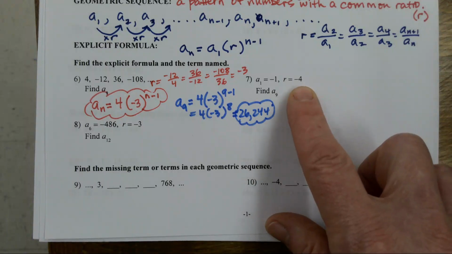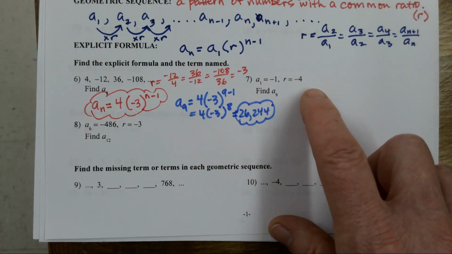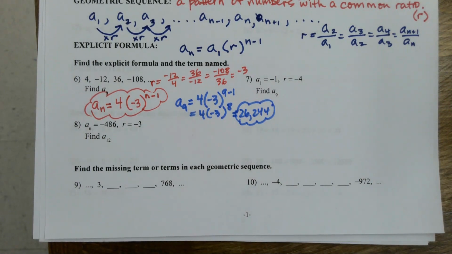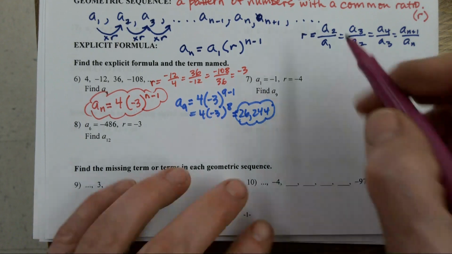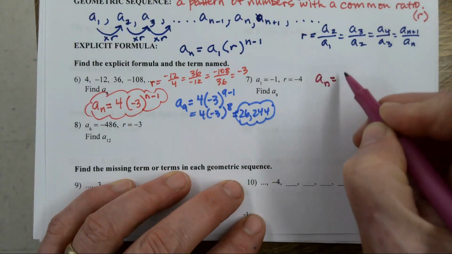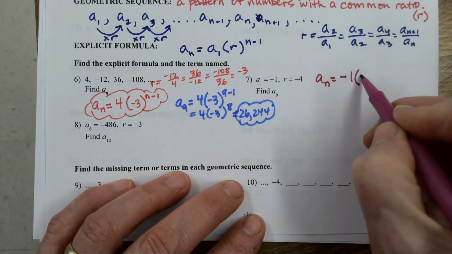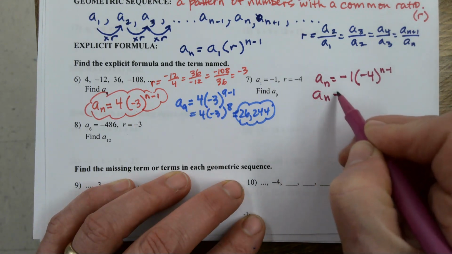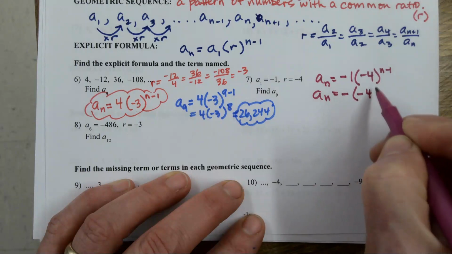On this one, I have my first term and I have my R, so there's not even anything I have to do. They give me all of the information that I need. I can jump right in. A sub n is my first term, negative 1 times negative 4 to the n minus 1. Oftentimes you'll see a problem like this written just as the opposite of negative 4 to the n minus 1.